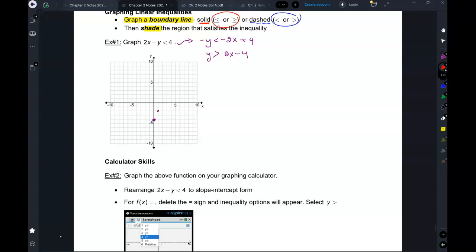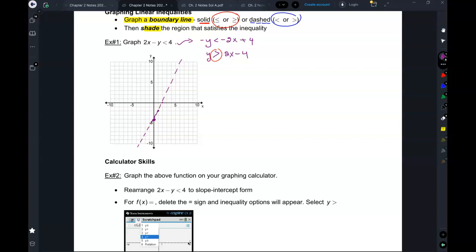Now, because it's greater than, not greater than or equal to, when I draw this line, it's going to be a dashed line. You can either use a ruler or, sometimes I just put another point on the line, so it's a straight line. And here we go. Now that I have my boundary line, I need to shade the proper region.